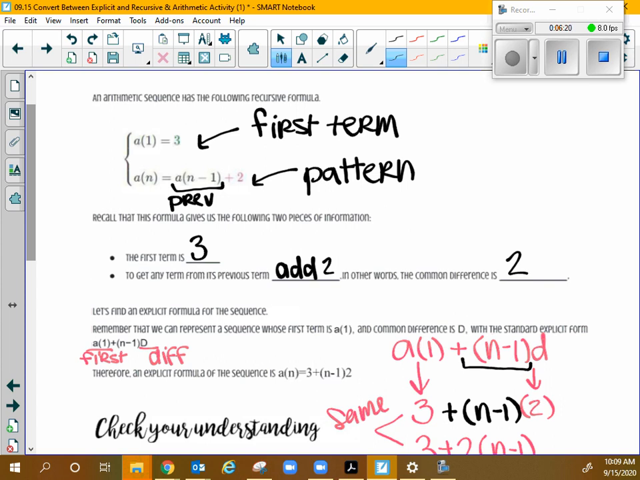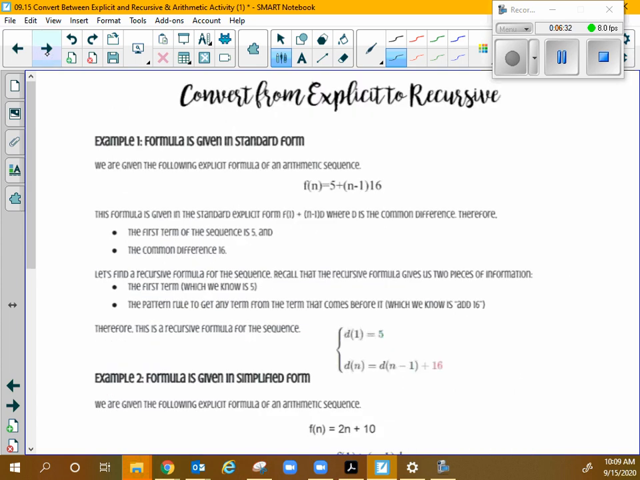All right. You cannot, because all recursive is telling you is the first term in the pattern. It's not one of the ones where you can plug in. Explicit is the one where it gives you more information. Okay, so let's flip to the back. We're going to convert from explicit to recursive.